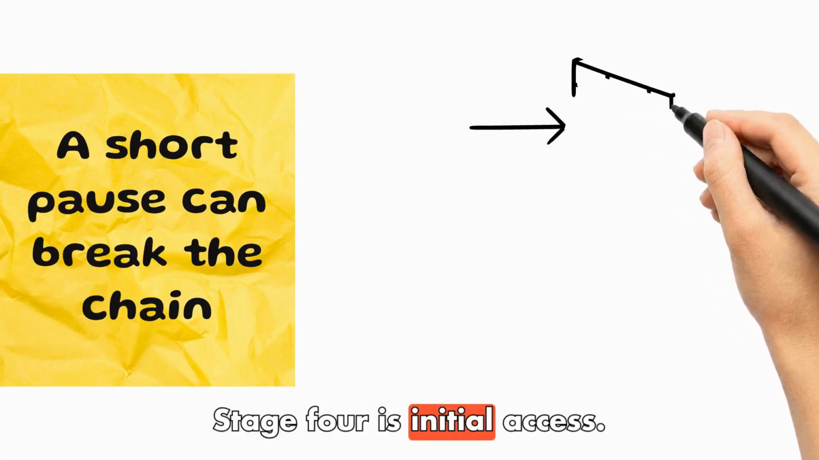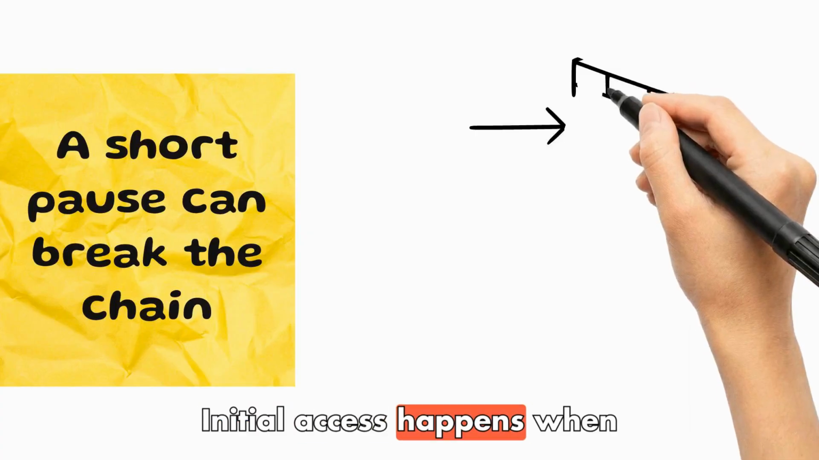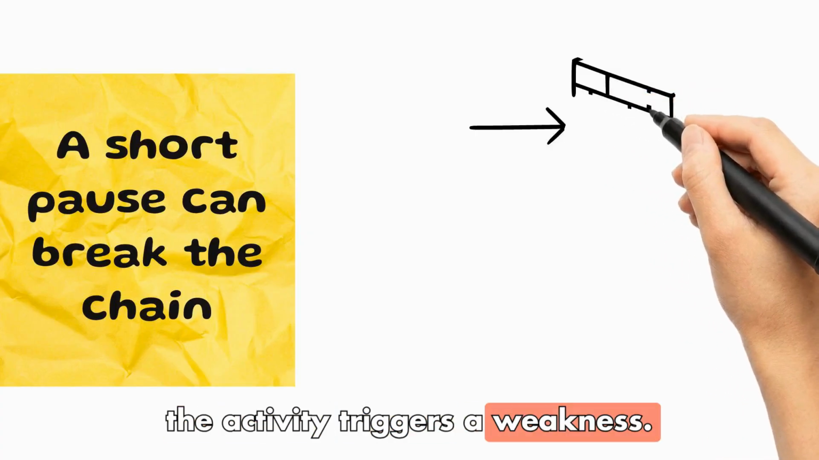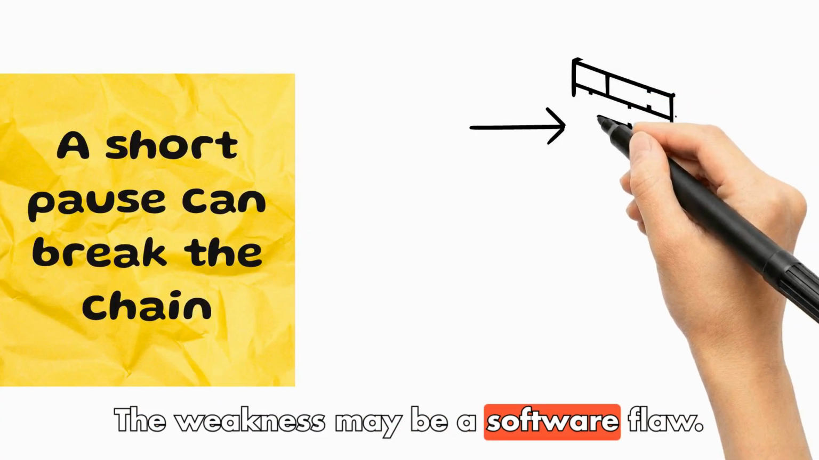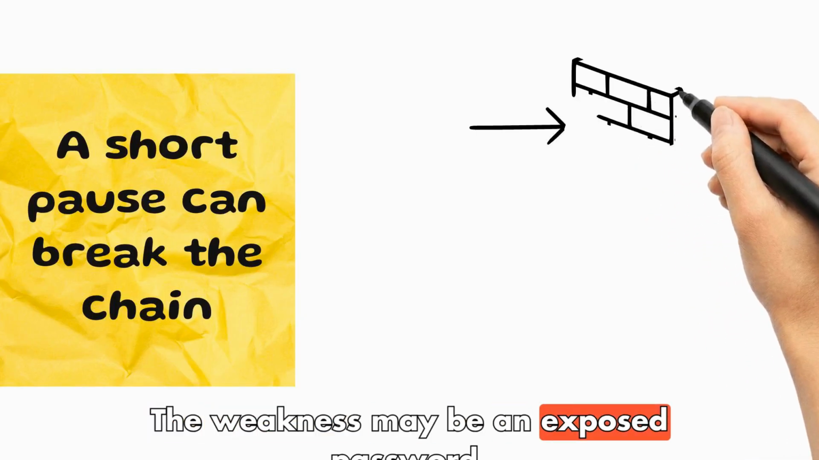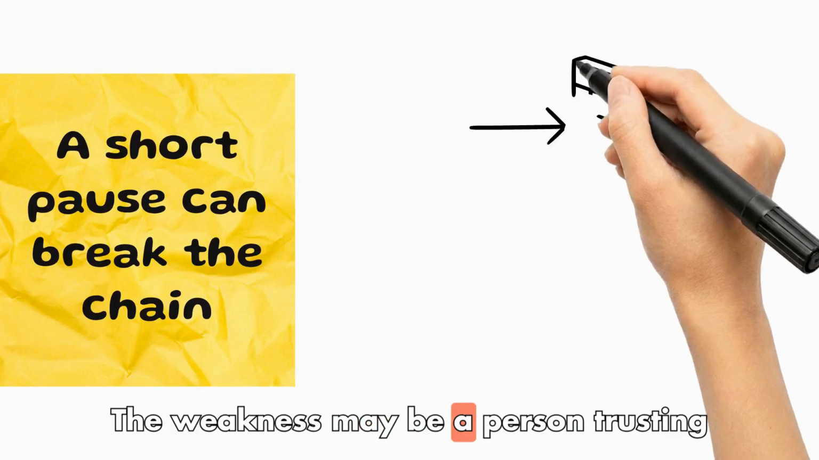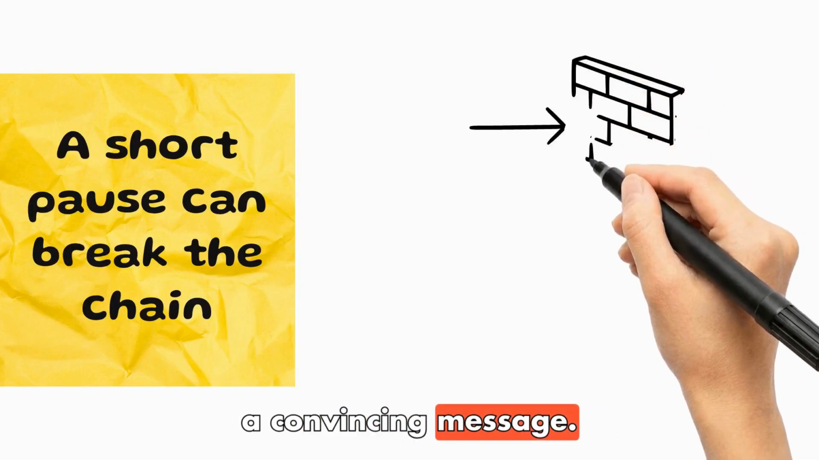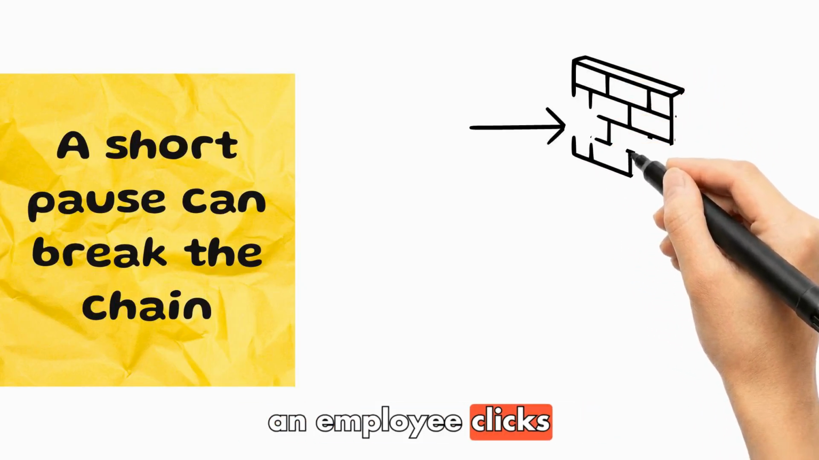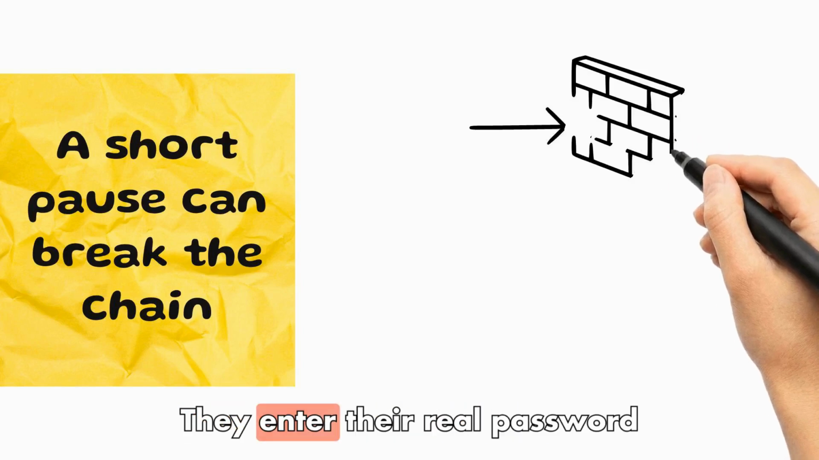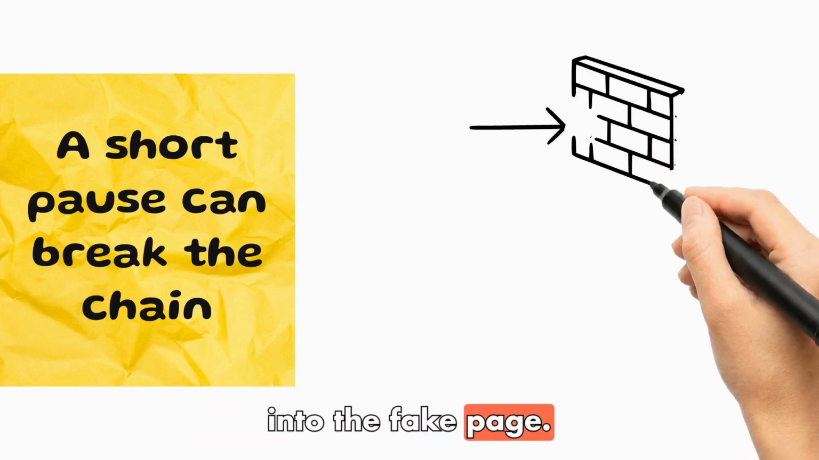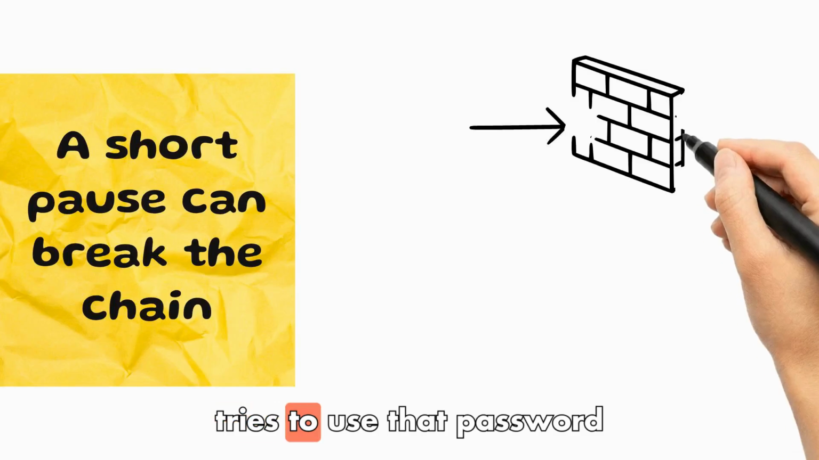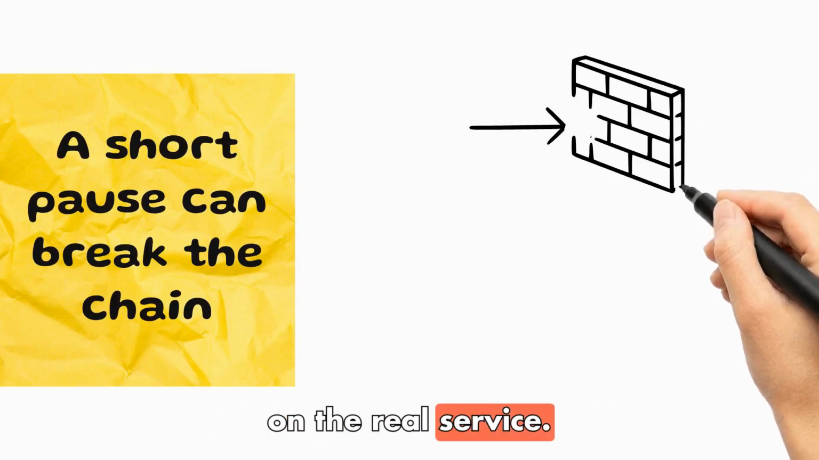Stage 4 is initial access. Initial access happens when the activity triggers a weakness. The weakness may be a software flaw. The weakness may be an exposed password. The weakness may be a person trusting a convincing message. For example, an employee clicks a fake sign-in link. They enter their real password into the fake page. The threat actor now tries to use that password on the real service.